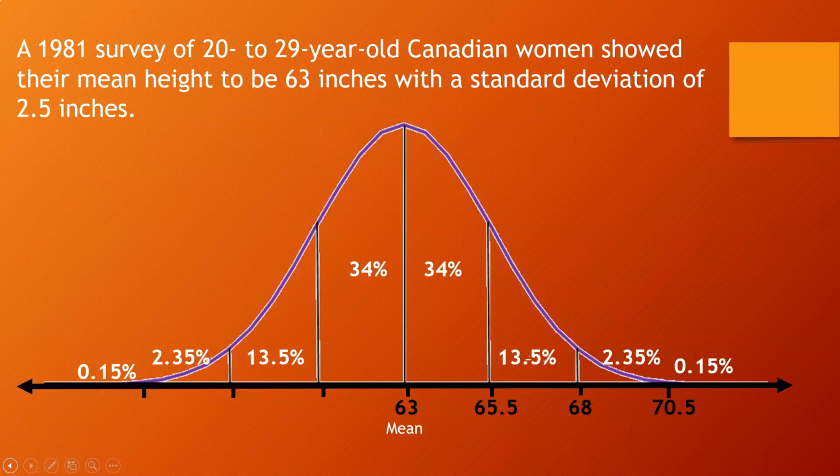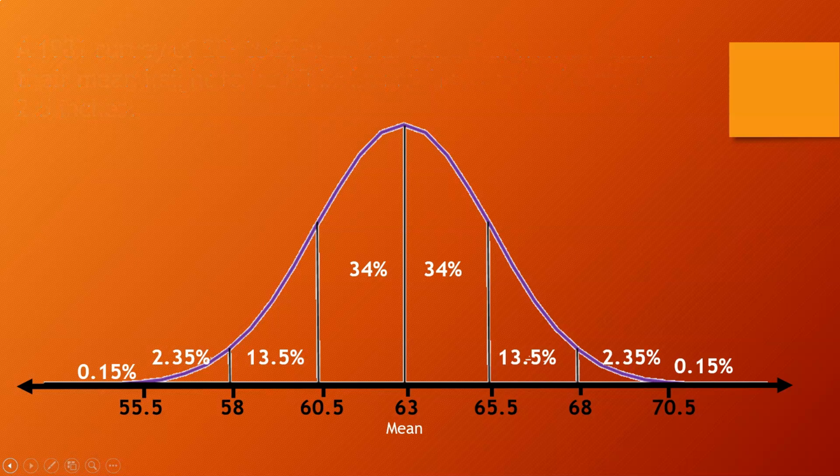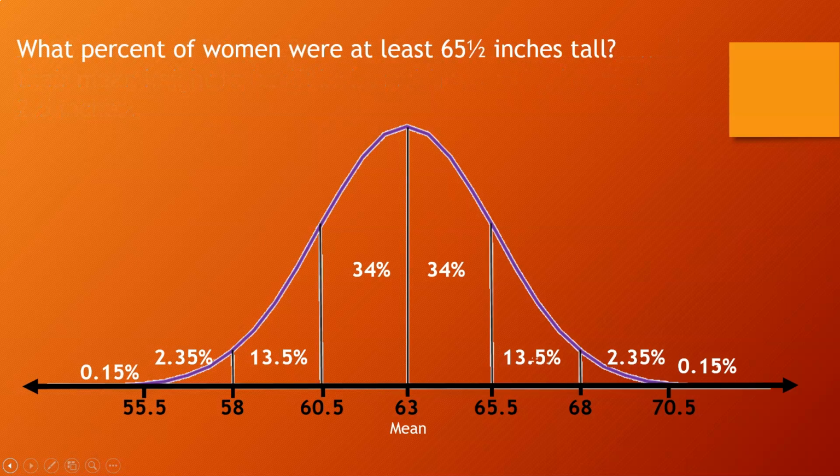Now going to the left, we'll subtract 2.5 inches to get 60.5 inches for a height that's one standard deviation below the mean. Subtract 2.5 from that to get 58 as the height that is two standard deviations below the mean. And subtract 2.5 from that again, and we get 55.5 as a height that is three standard deviations below the mean. Now, knowing that, what percent of women were at least 65.5 inches tall?